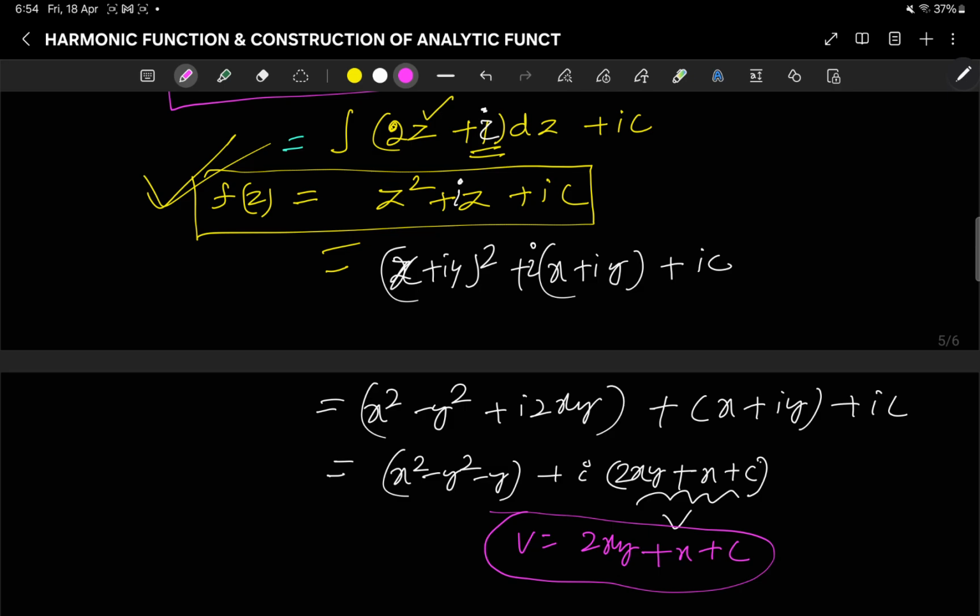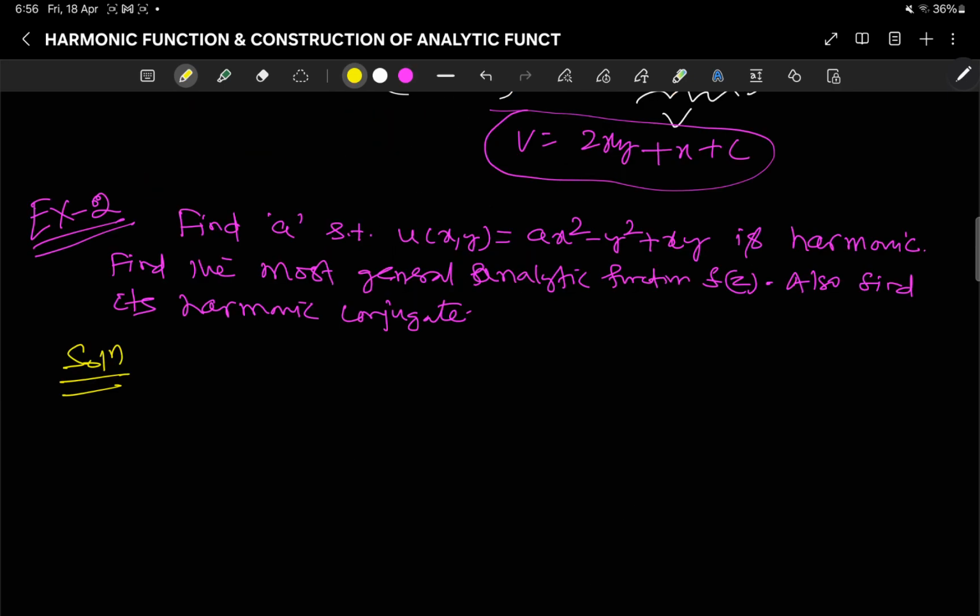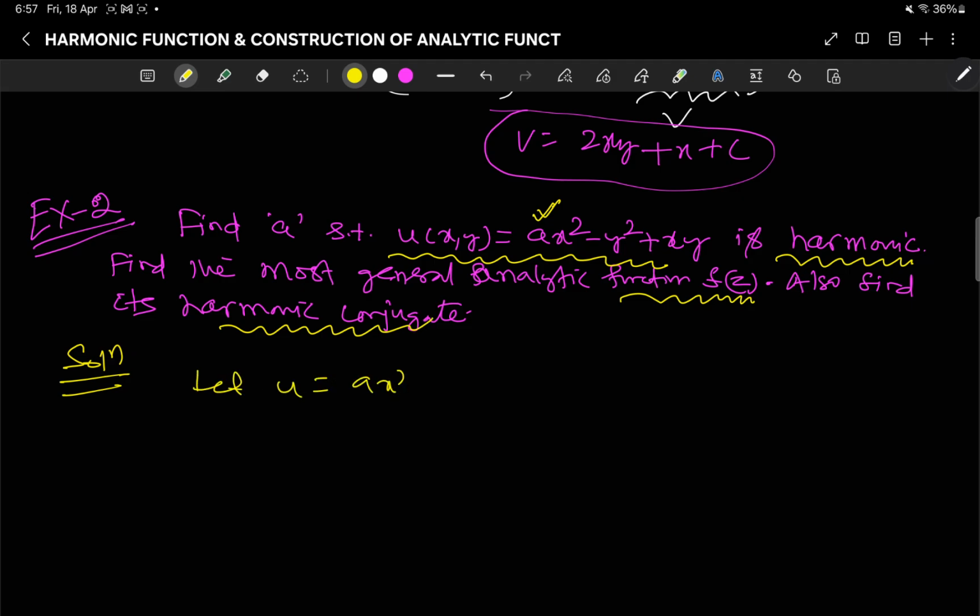Okay, let us solve one more problem. Now you are given another problem. The real part u is given, and it is harmonic. So we have to find the value of a. After that we have to find the most general analytic function fz. Also we have to find the harmonic conjugate v. Let u is equal to ax square minus y square plus xy.